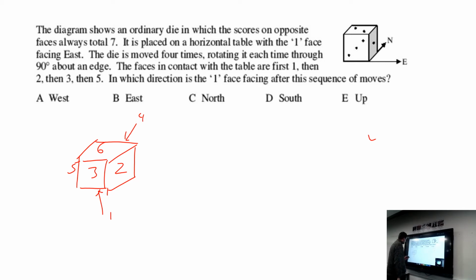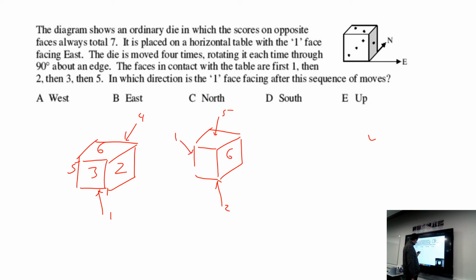Okay, next, the 2's now on the bottom, so again, it's rolling around. The 2 is on the bottom. Its opposite number is 5. And here it's been rolling around. Since the 6 was on the top, the 6 is going to be on the side now. Its opposite number is 1. And 3, and its opposite number, which is 4, is going to be there. And then afterwards we have 3 now on the bottom.